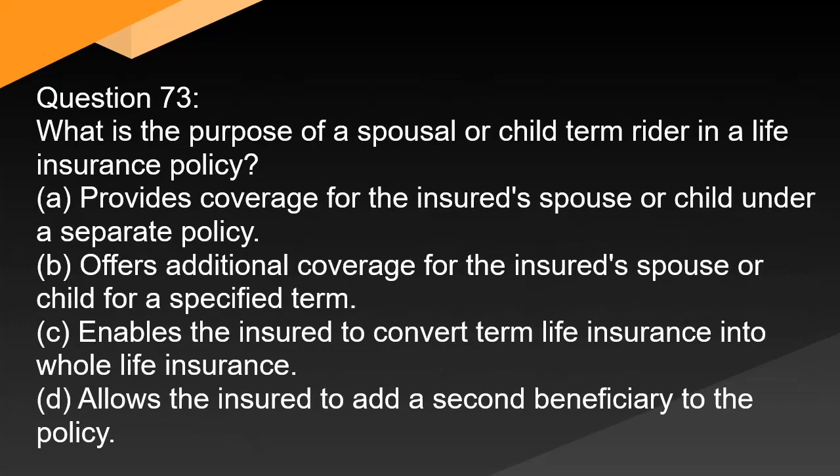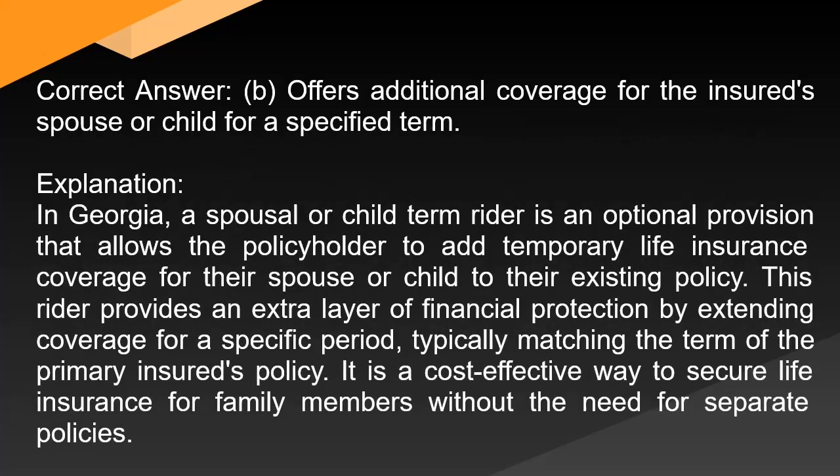Question 73. What is the purpose of a spousal or child term rider in a life insurance policy? Correct answer: B. Offers additional coverage for the insured spouse or child for a specified term. Explanation: in Georgia, a spousal or child term rider is an optional provision that allows the policyholder to add temporary life insurance coverage for their spouse or child to their existing policy.